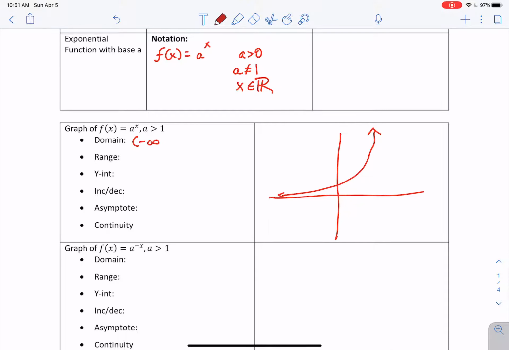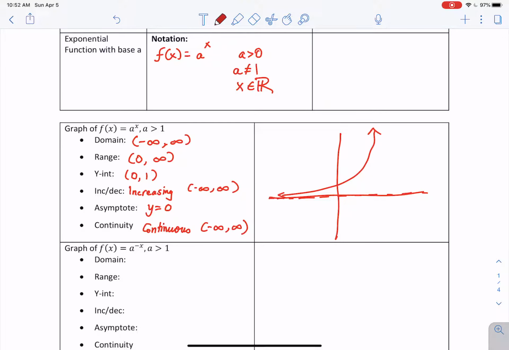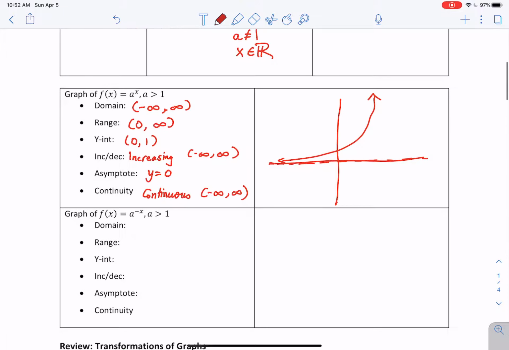The domain of this graph is all real numbers, negative infinity to infinity. The range is from 0 to infinity, because it doesn't go negative. It doesn't touch 0 either. The y-intercept is at (0, 1). It's always increasing through the whole interval. It has an asymptote. That's where it's getting really, really close to 0 but not touching it. So y equals 0 is the asymptote. And it is a continuous graph through the whole thing. There are no breaks, no asymptotes that stop it, no holes. So that's our growth with exponential graphs.